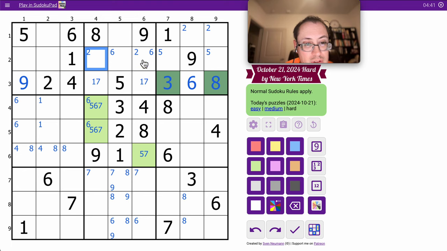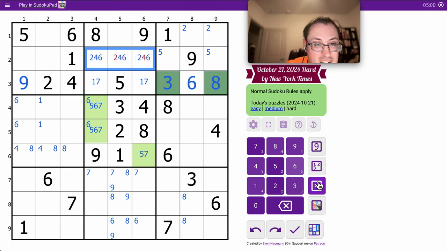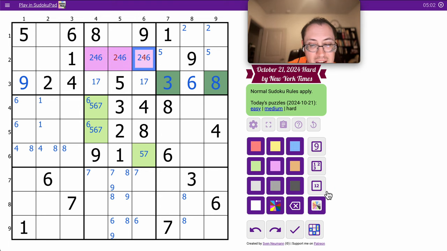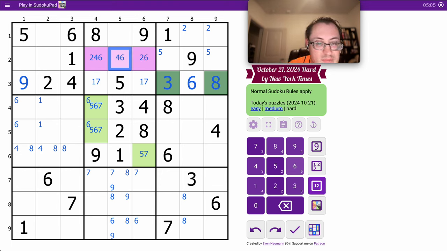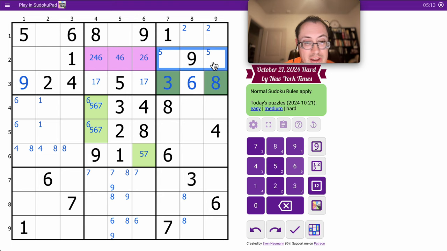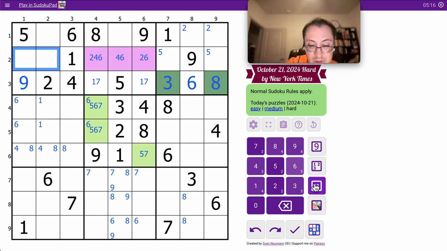These can't be 5, so 5 must be in one of those two. No, 5 is already here. This can't be 1, 2, 3, 5, 7, 8, 9. So 2, 4, and 6 fall in those cells. At least 1, 2, 4, 6, 9. Oh, 3 and 8 can't go here, so they must go there. In row 2, that places a 7.